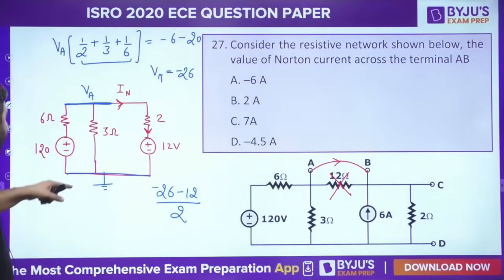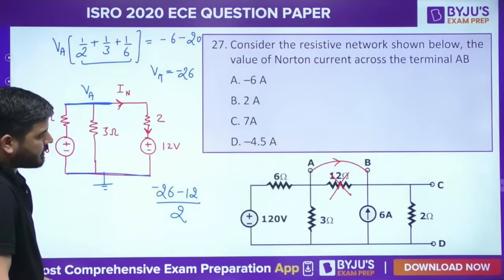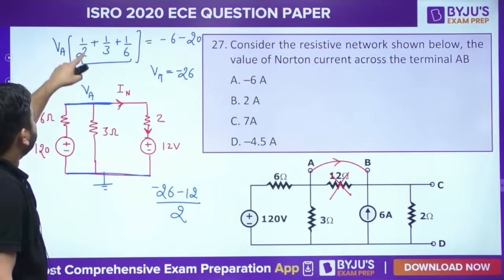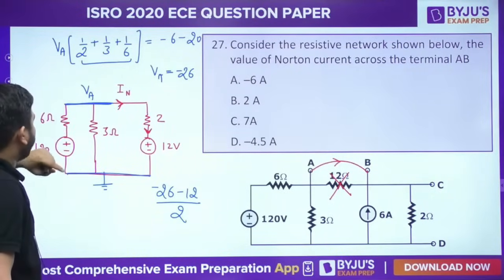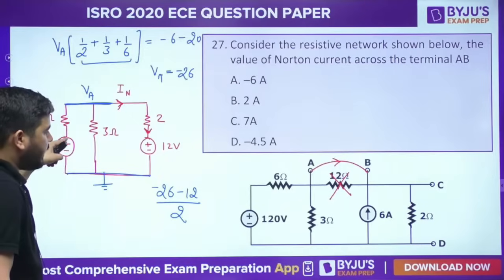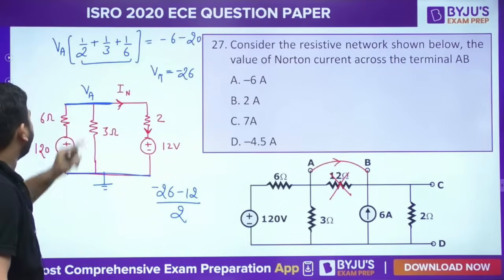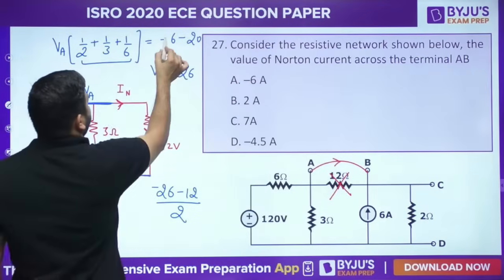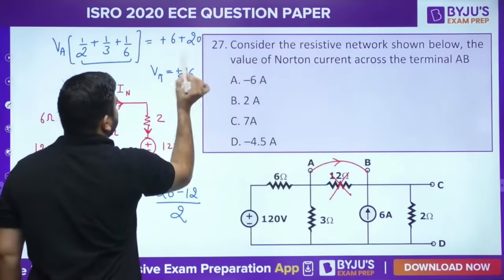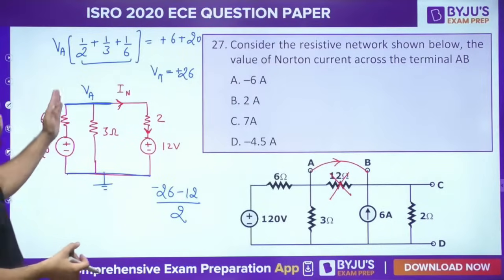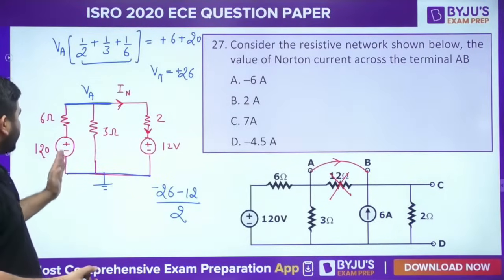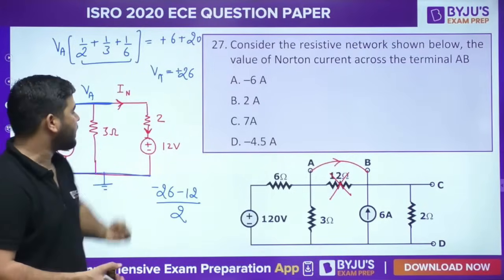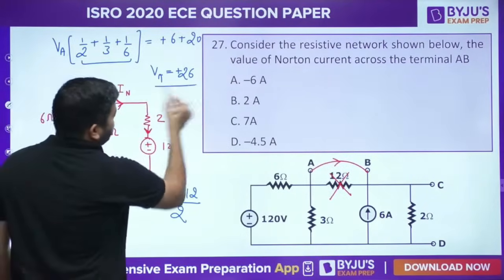Is there any mistake? 1 by 2 plus 1 by 3 plus 1 by 6, that's correct, is equal to entering current. So 120 by 6 is 20, and it is entering. Okay, I made a mistake. It should be plus here. Entering current, this will try to enter 20 ampere. It will try to enter 6 ampere. Thank you. So now VA is 26.